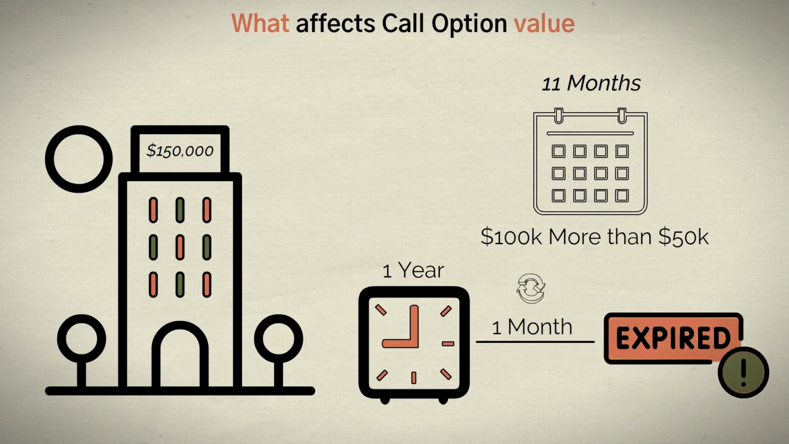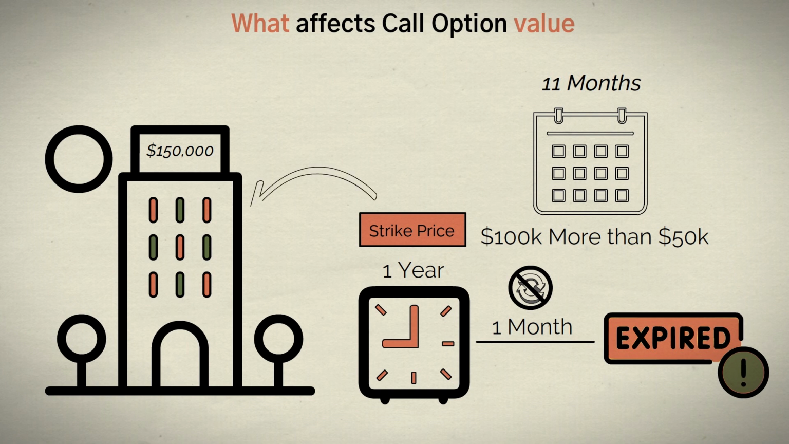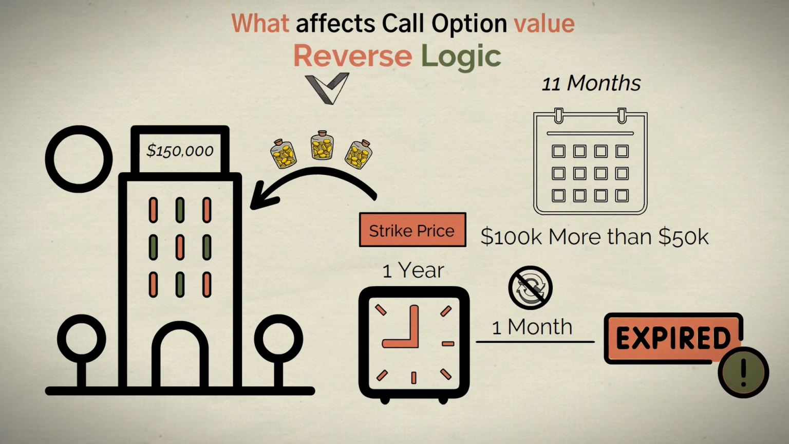It's unlikely there would be any major changes in the price of the apartment during that time. As a result, the lower strike price and imminent expiry would make this option significantly valuable, as it's extremely likely to turn a profit when exercised. The reverse logic applies when trying to understand how a call option loses value.